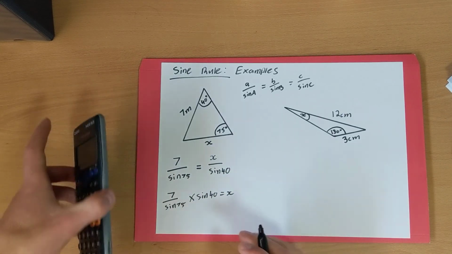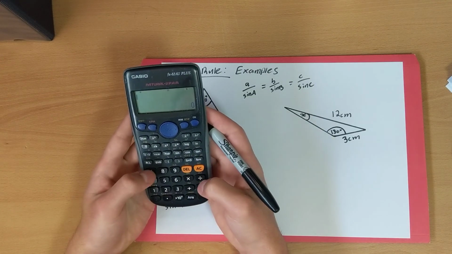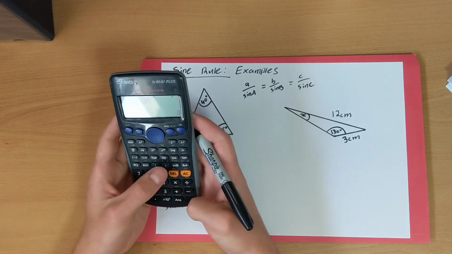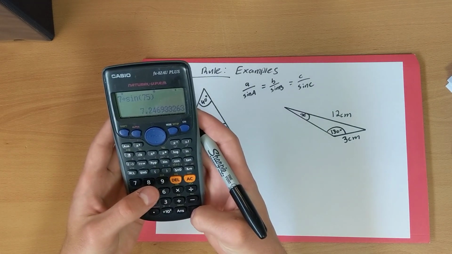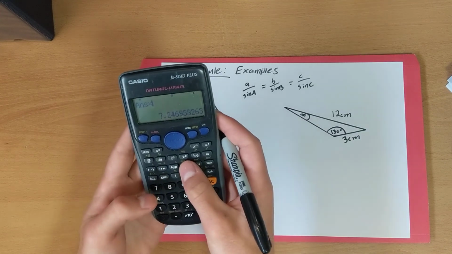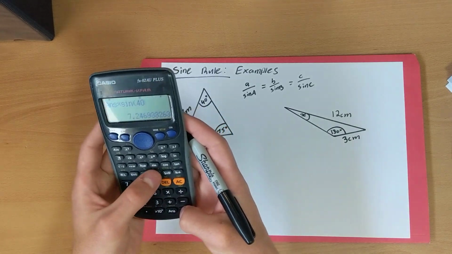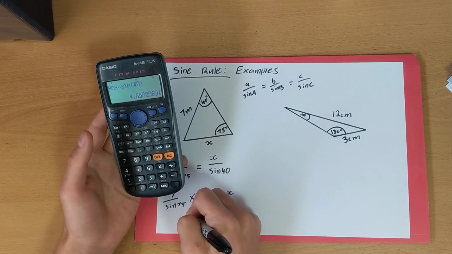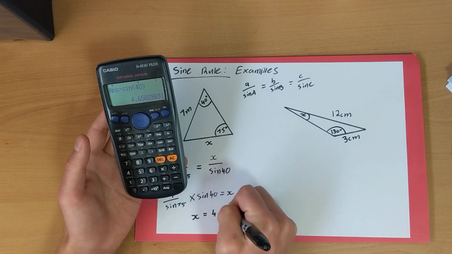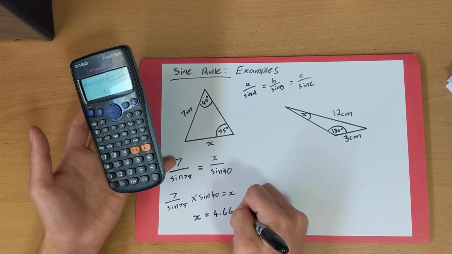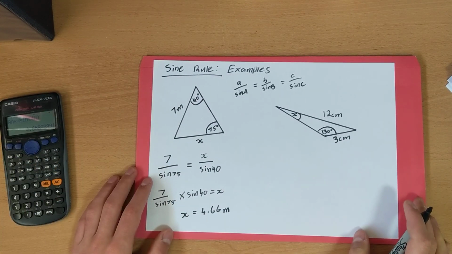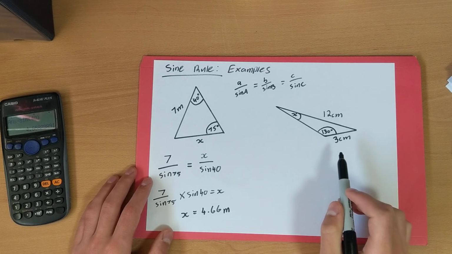And I'm going to put that into my calculator. 7 divided by sine 75 gives me 7.247, and multiplying that by sine of 40 gives me that x equals 4.66 meters. There we go. Let's look at this example on the right.